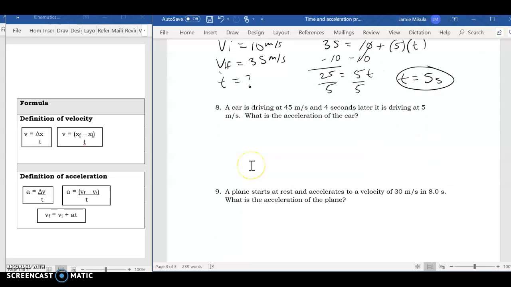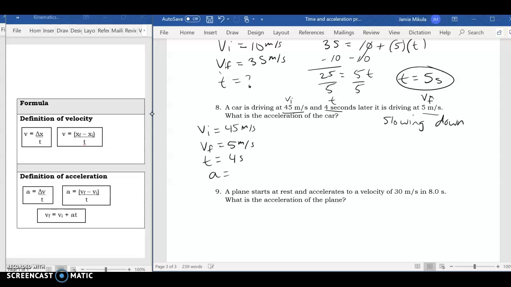Number 8. A car is driving at 45 meters per second, so that's going to be the initial velocity. 4 seconds later, so that's time, it's driving at 5 meters per second. So I can see that's going to be its final velocity, and I can see that the car is slowing down. Okay, slowing down. Keep that in mind. Okay, so the initial velocity is 45 meters per second. The final velocity is 5 meters per second. Time is 4 seconds. What is the acceleration?